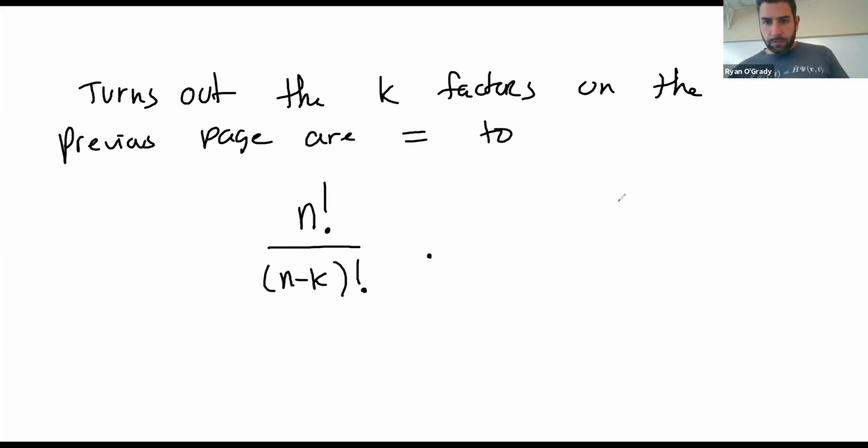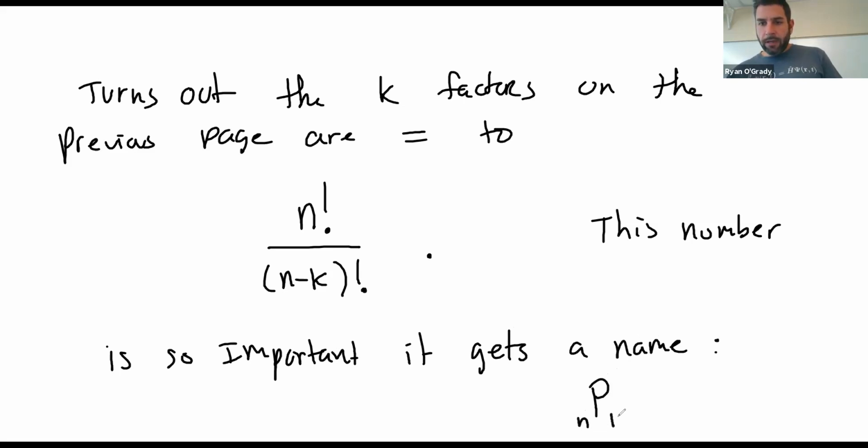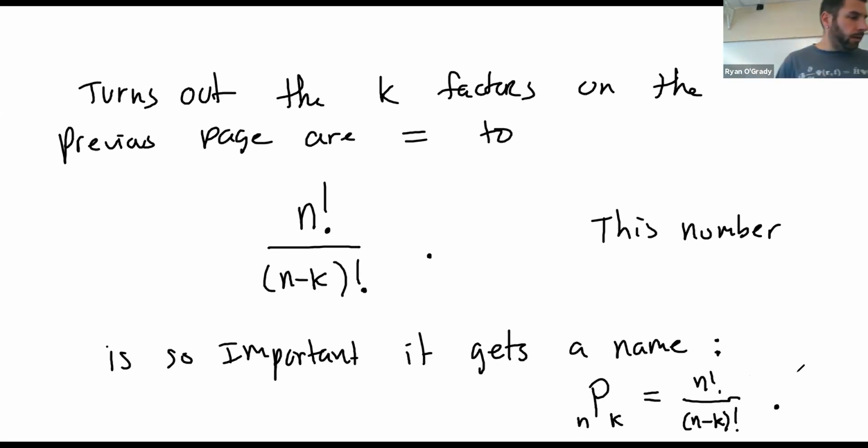And so this number is so important, it gets a name. We denote it with a capital P, and then we put N and K like this. And we write it. And I know it's scary, but it turns out to be very, very useful.